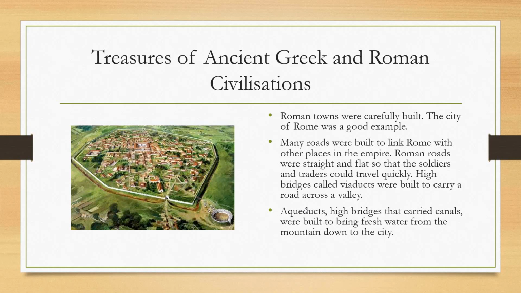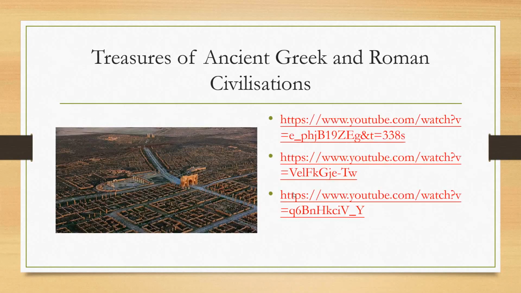Other infrastructure was also built to support the Roman towns, for example, the aqueducts. The aqueducts were built in order to bring fresh water from faraway mountains to the city. These high bridges usually carry the canals across the valley, so that the Romans would be able to get some fresh water. Now here are some YouTube videos on Roman town planning.